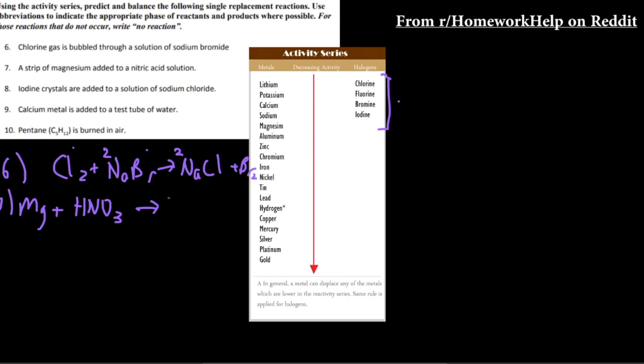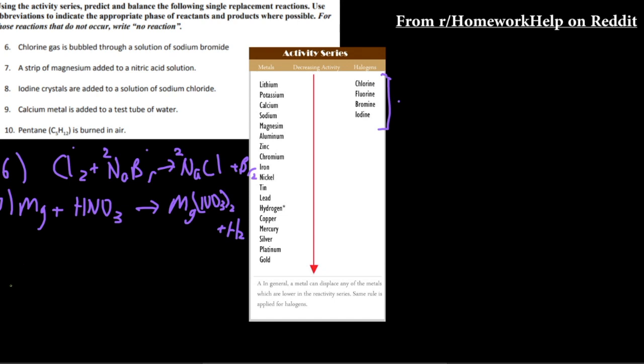So in this case, you're going to have Mg(NO3)2 plus H2. The reason why there's a 2 here is because Mg has a charge of 2 plus, and NO3 usually has a charge of 1 minus. So when they cross, you get Mg bracket NO3 bracket 2, and hydrogen is a diatomic molecule, so it's going to come out as H2.